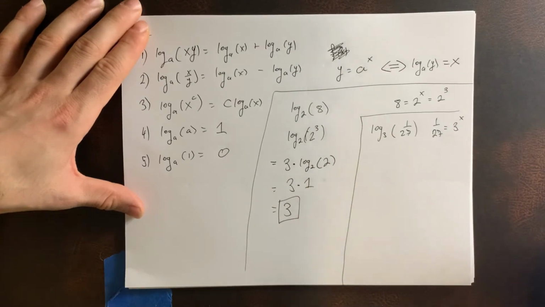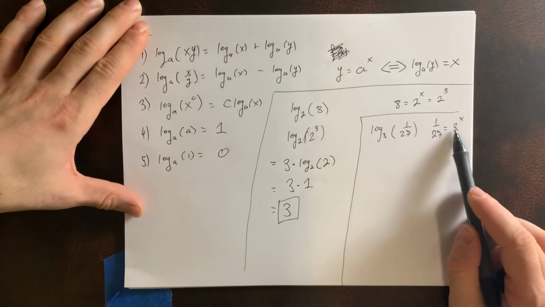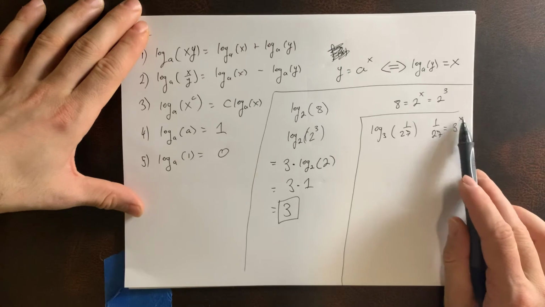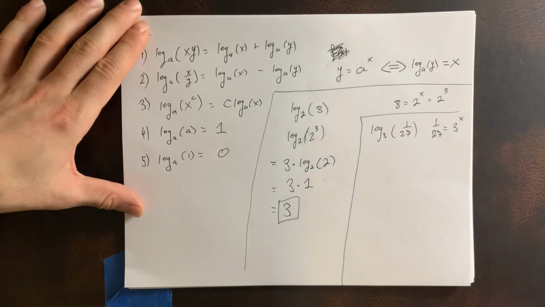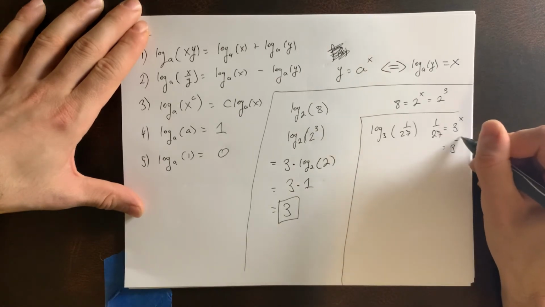Well, let's think about it for a second. If we did 3 to the 1, that's 3. That doesn't work. If we did 3 to the 2, that's 9. So that's not the same thing. But if we did 3 to the 3, that's 27. But we want 1 over 27. So what we can see is that 1 over 27 is actually equal to 3 to the minus 3.